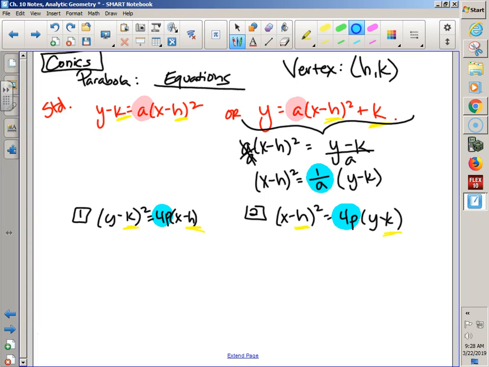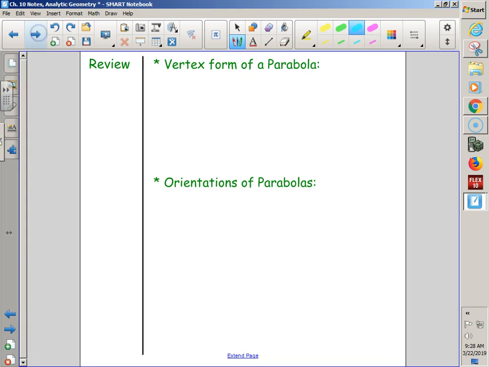We take our standard form, and if we rearrange it just a little bit, we can get to this new form that supposedly has some sort of meaning that we're going to have to use. Okay? All right, let's get into notes. Well, okay, we already did.